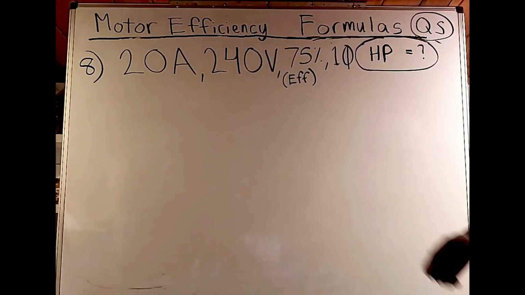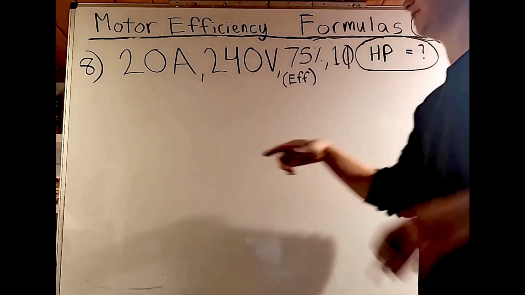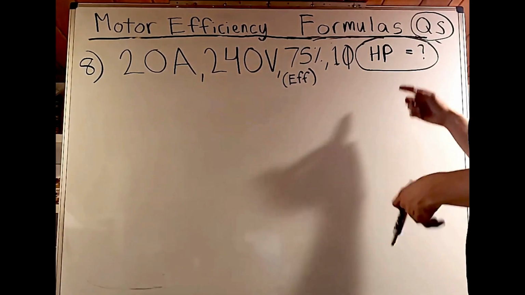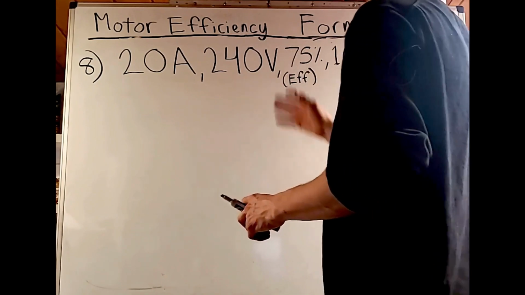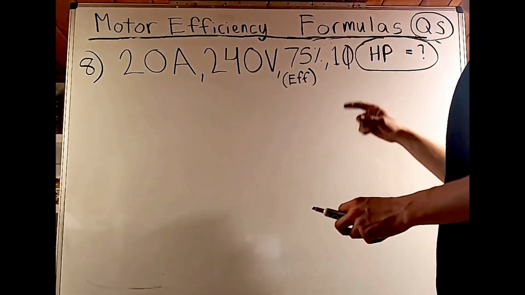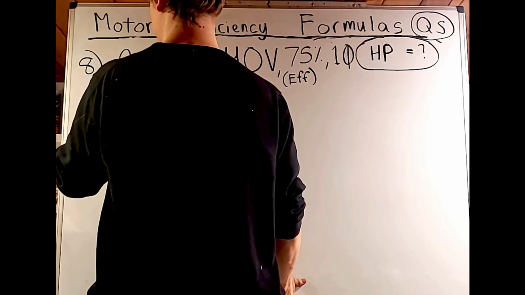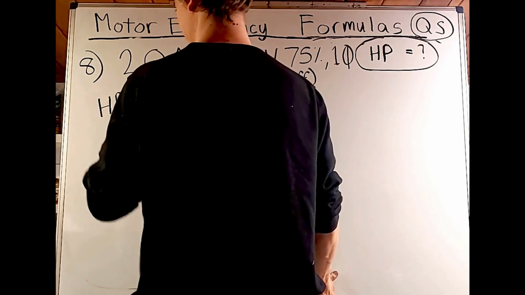The next and final question, number 8. The last one should have said number 7. I forgot to erase the 6. Okay, we're looking for horsepower. We have a motor that takes 20 amps at 240 volts with a 75% efficiency rating and it is single phase. So this is the last time we get to hear me do the horsepower formula. Okay, so let's cherish this.